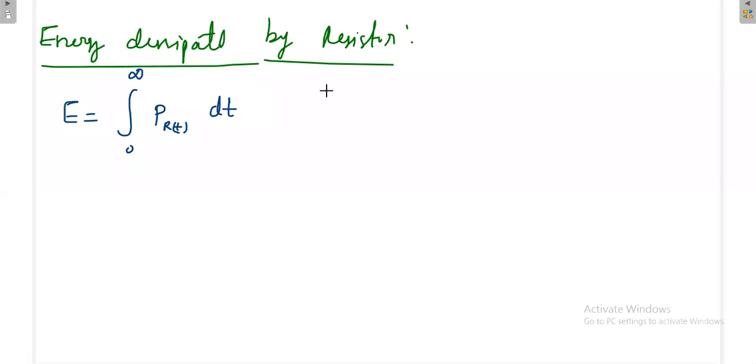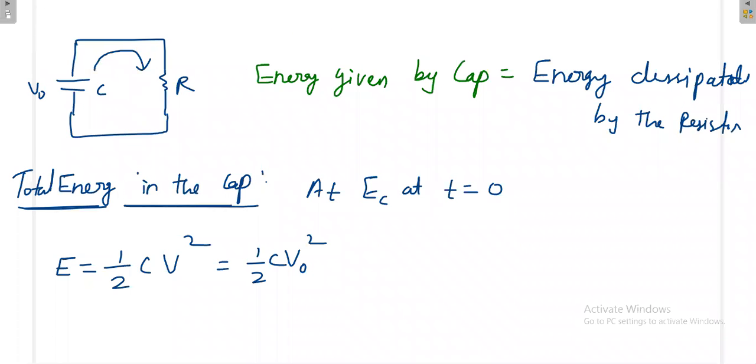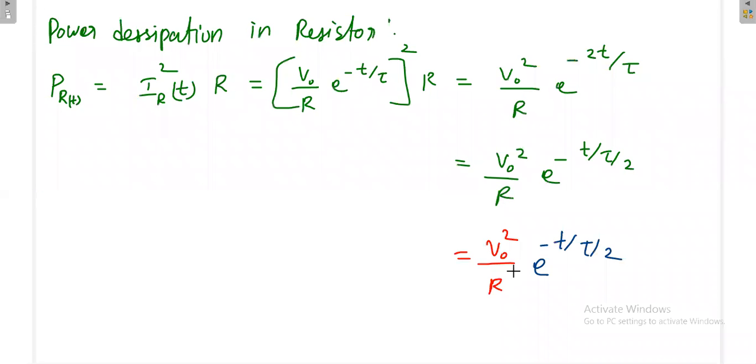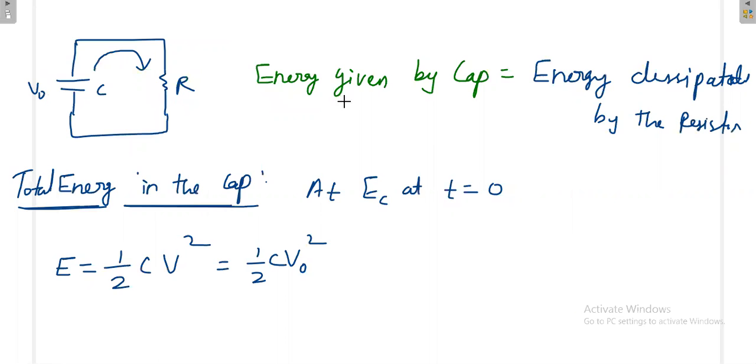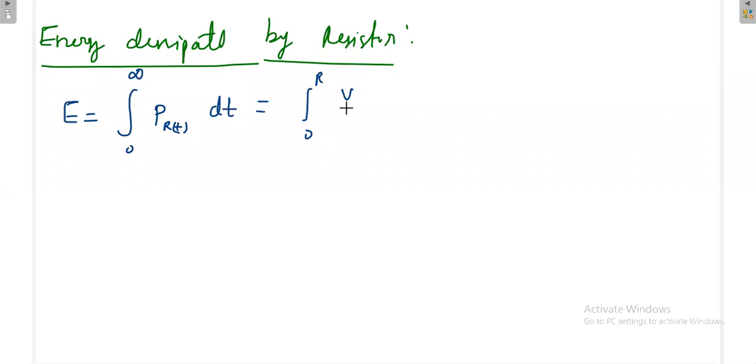So what is the power waveform? Just now we calculated the power across the resistor, that is V naught square by R e power minus t by tau by 2. That 2 I will take up. So the power here is V naught square divided by R e power minus 2t divided by tau, into dt. This V naught square you can take outside.